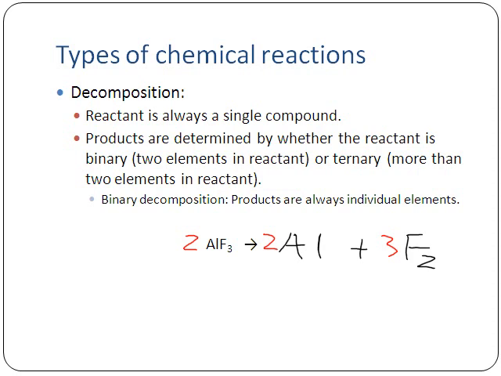What you look for is, is the reactant just 2 elements? Al and F. It's 2 elements. It's just one thing that's a reactant, though. It's only a single compound. This is going to be a decomposition, and it's going to be a binary decomposition.